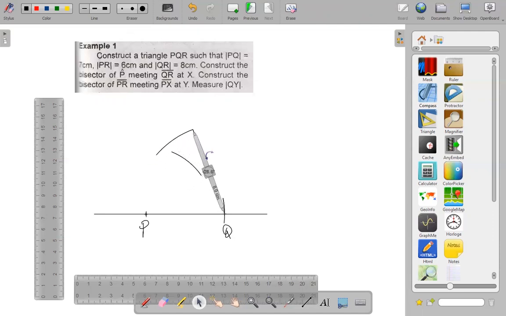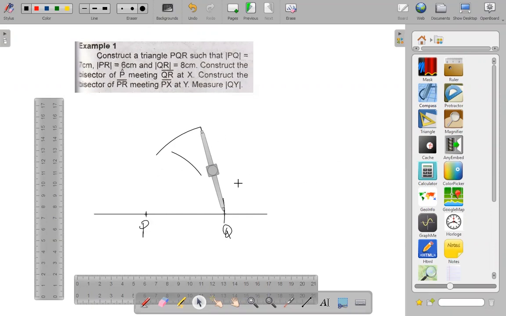Make another arc. The first arc I made, I need to extend it up since you can see they are supposed to cut each other. The point of intersection of the two arcs will give me the vertex of this triangle here. So I need to go back and measure. Remember, from here to here, it's supposed to be 6 centimeters.